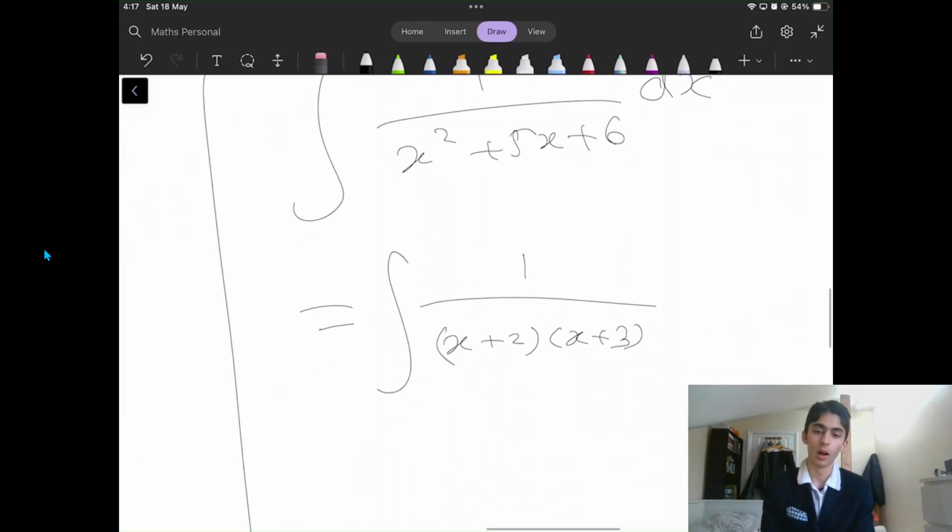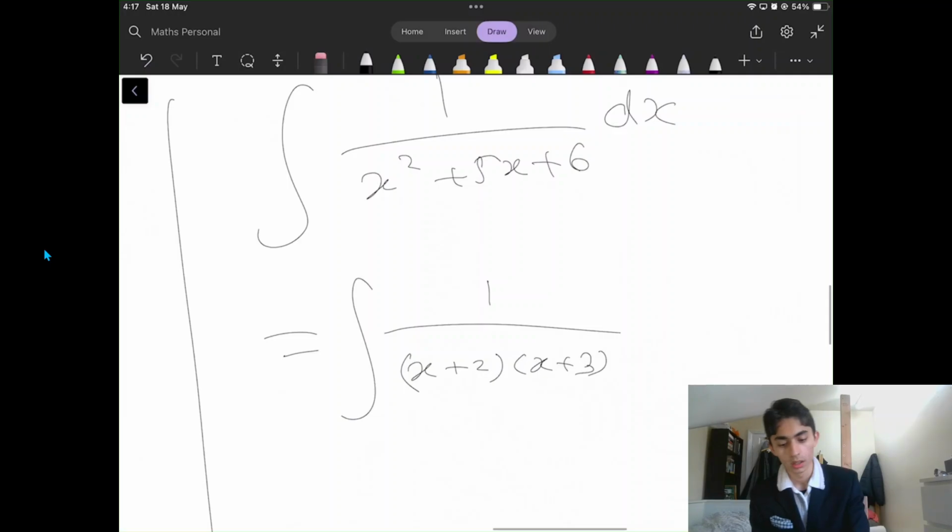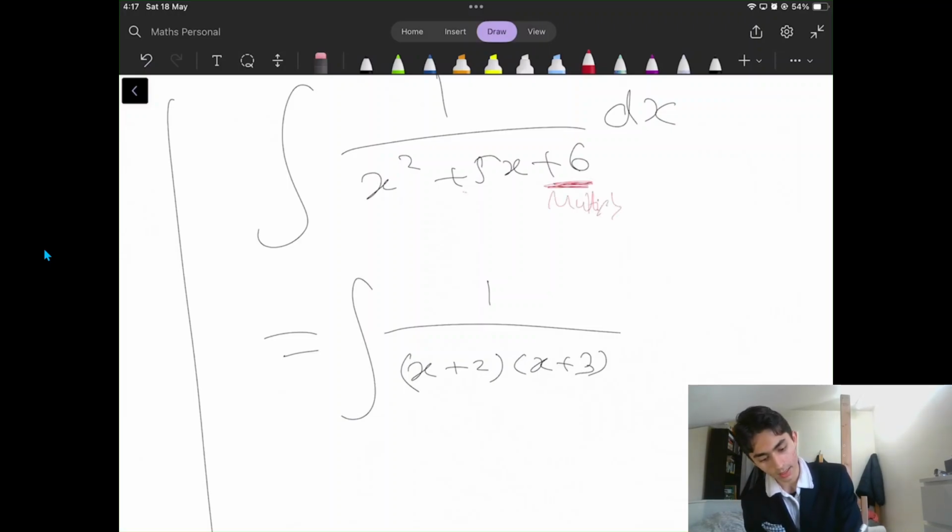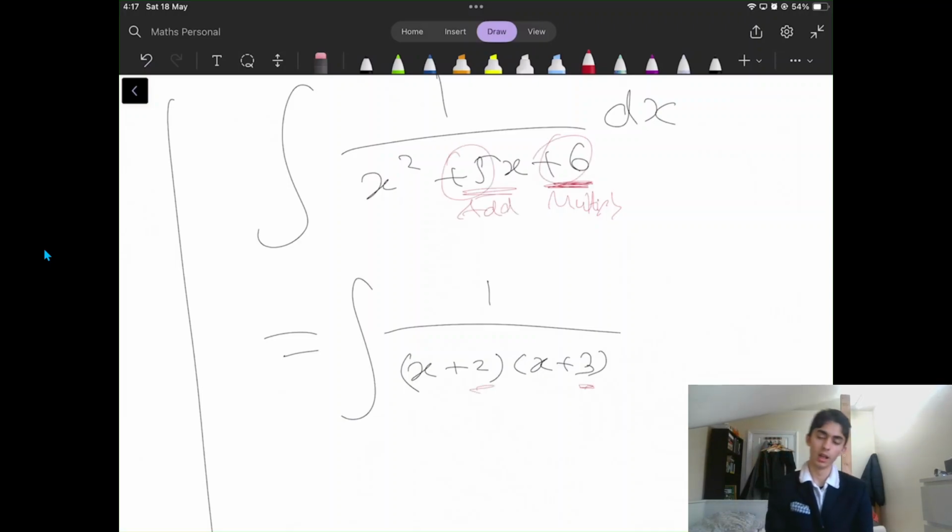How do I know this? Well, essentially, in order to factorize this, recalling back to GCSEs, a long time ago, you find two numbers that multiply to make 6 and add to make 5, right? In our case, we have 2 and 3. If you add 2 and 3, you do get 5, and if you multiply them, you indeed do get 6, right? And if you were to expand, you get x squared plus 3x plus 2x, which is plus 5x, plus 2 times 3, which is plus 6, which matches with what we have, right?